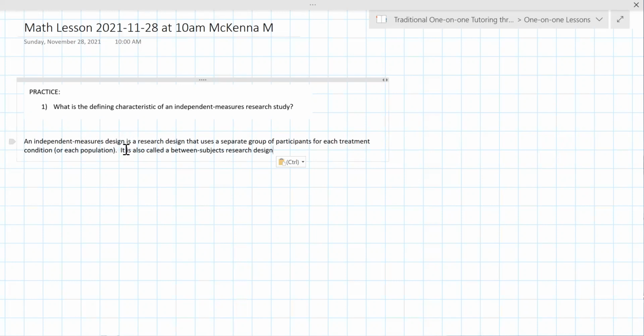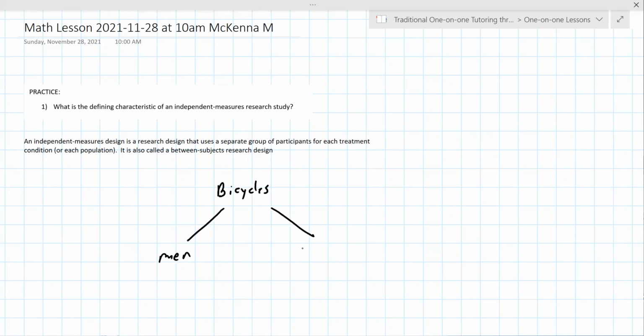An independent measures design is a research design that uses separate groups of participants for each treatment condition or population. So let's say I want to do something with bicycles. Maybe a group is men, maybe a group is women, and these are the separate groups. That's one example. There are literally infinite examples. It's usually to compare things in context, but the main thing is that there are two groups.